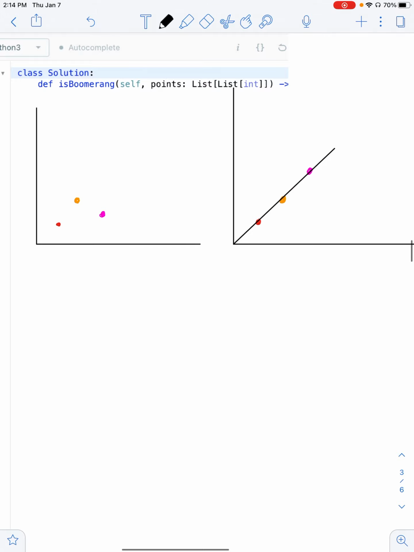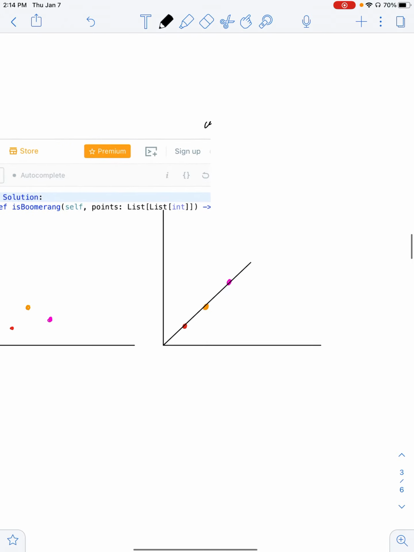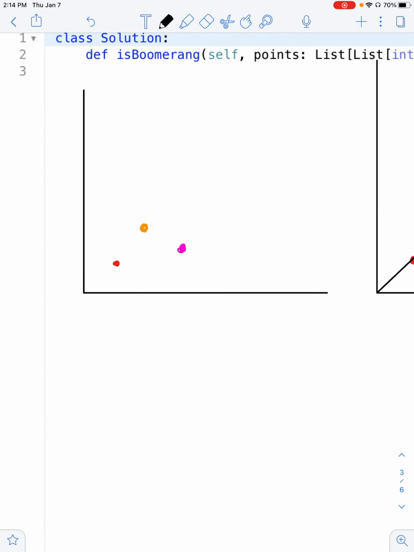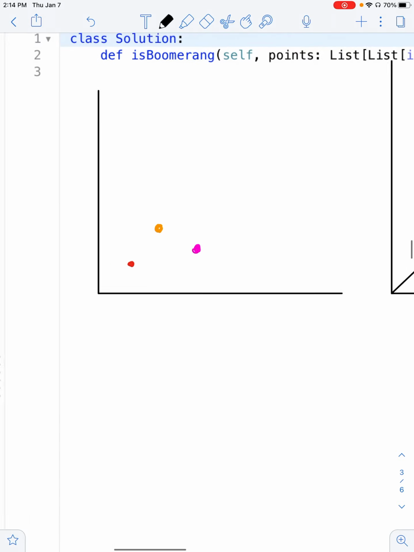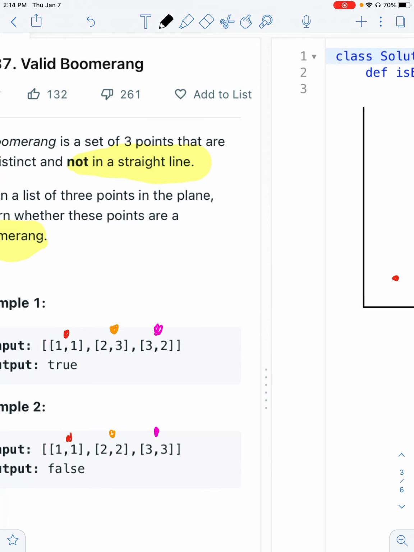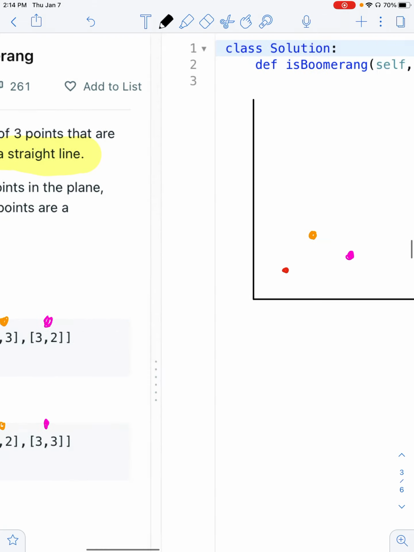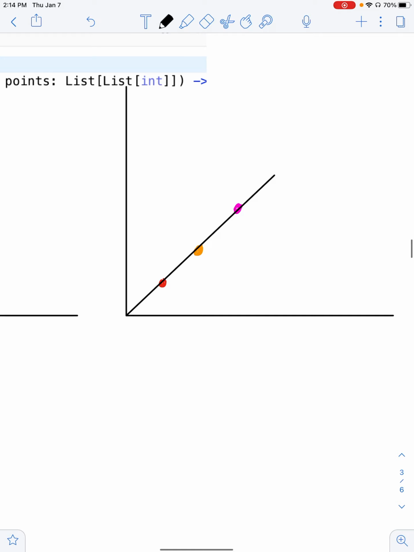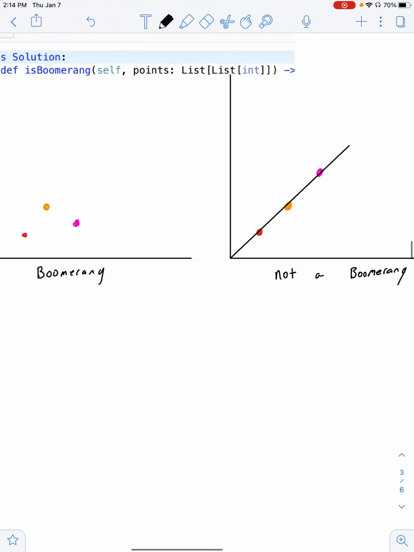So what can be stated about these two systems? Since the system to the left does not have a single straight line that can intersect all 3 points, these 3 points are a boomerang. And since this system is in a straight line, it is not a boomerang. All right, so that's the basic idea of this problem.